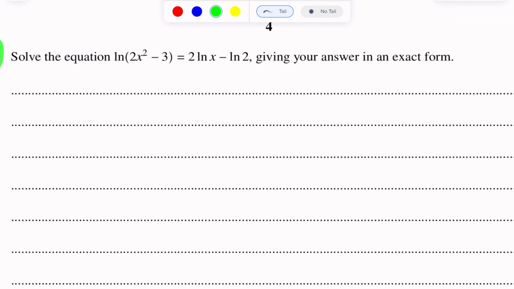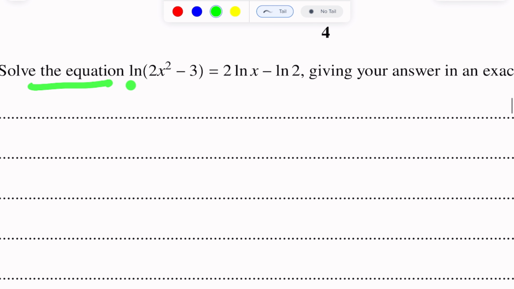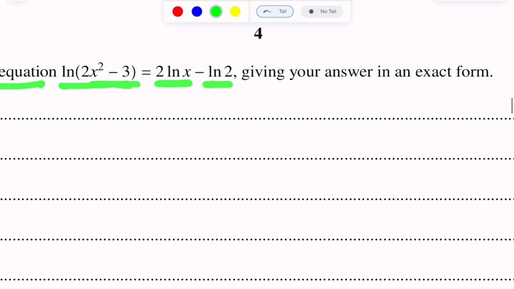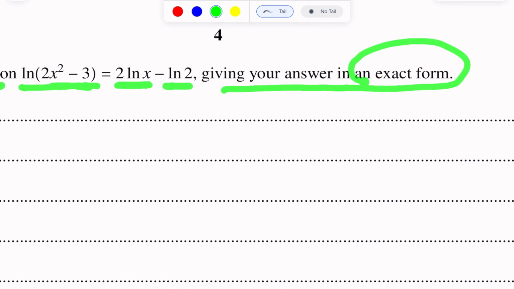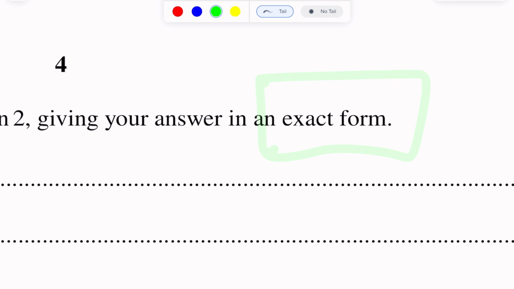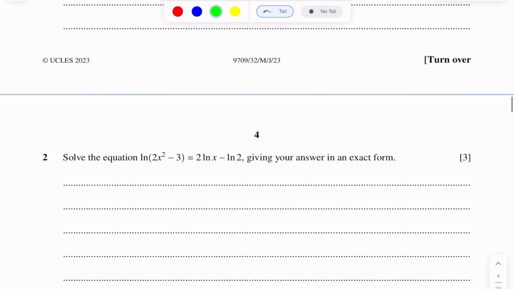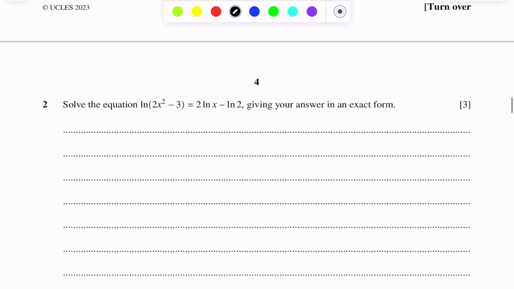Second question. This question is of logarithm. Solve the equation ln(2x² − 3) = 2 ln x − ln 2, giving your answer in exact form. Exact form means the answer not in decimal places. We will use here log properties.